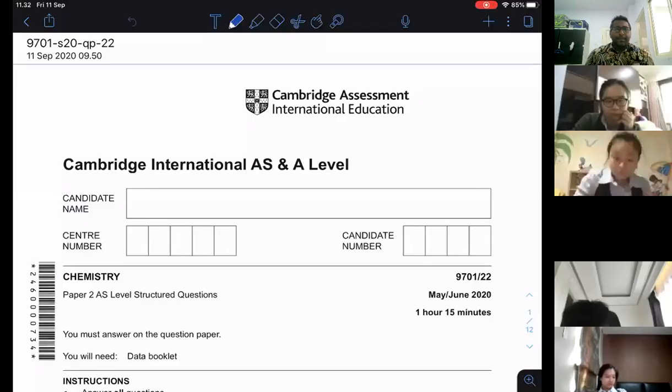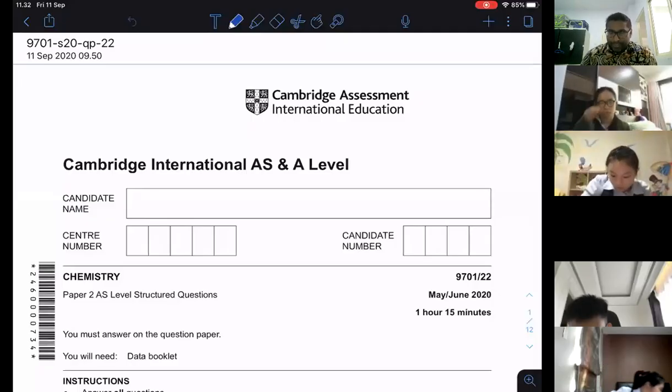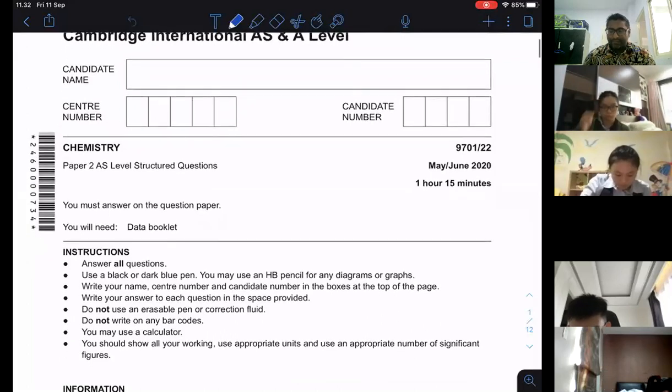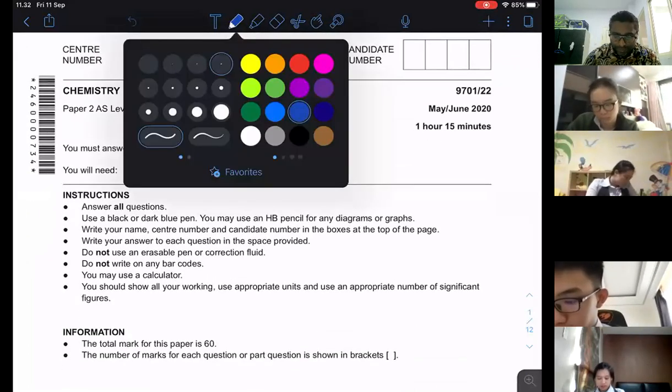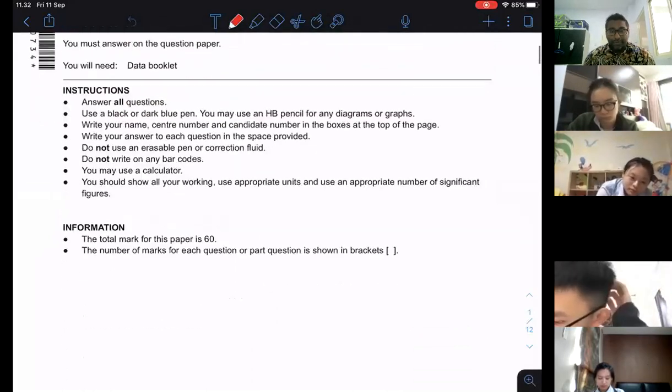Okay, let's start. This is going to be the 2020 May-June paper. It's 1 hour 15 minutes. Let's actually try to finish this in 1 hour today. I will just go through very fast.